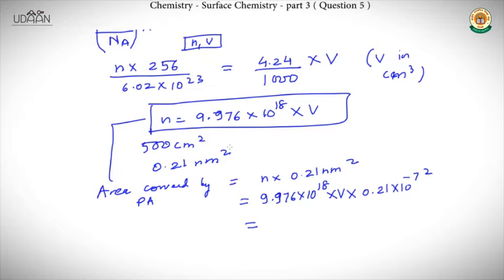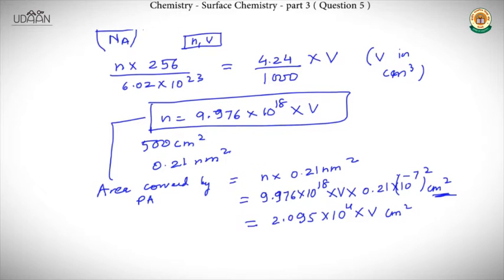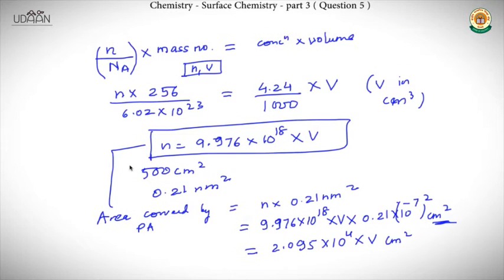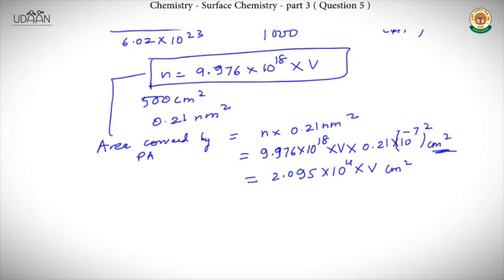So, this will be 0.21 into 10 raised to the power minus 7. I'll make the units uniform. I'll convert nanometer square into centimeter square. So this I will get 2.095 into 10 raised to the power 4 into V centimeter square. So this is the area covered by N palmitic acid molecules.